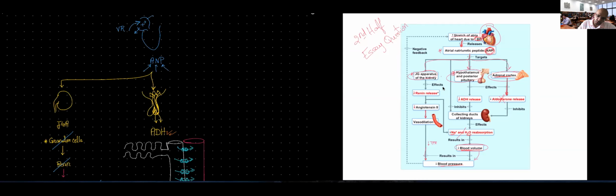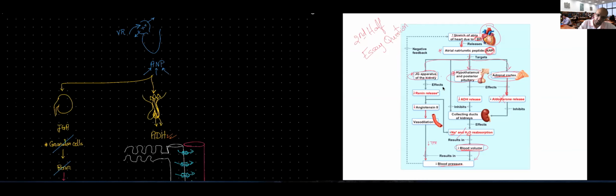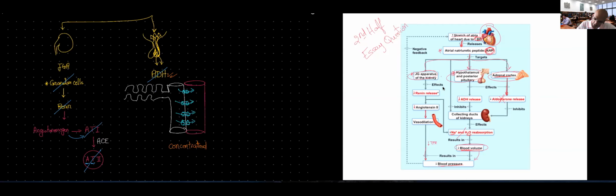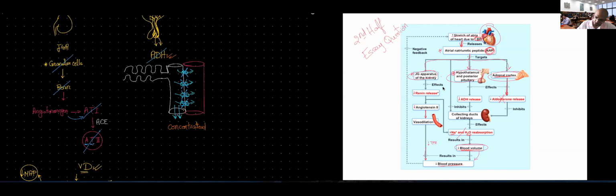So under the effect of ANP, atrial natriuretic peptide, what's going to happen? ANP targets the hypothalamus and posterior pituitary gland, inhibiting them from releasing ADH. And if I inhibit the release of ADH, what's going to happen? I will not be reabsorbing this water. And this water gets released out. So instead of having concentrated urine, I will have dilute urine. So I have extra amount of water that gets released out in the urine.